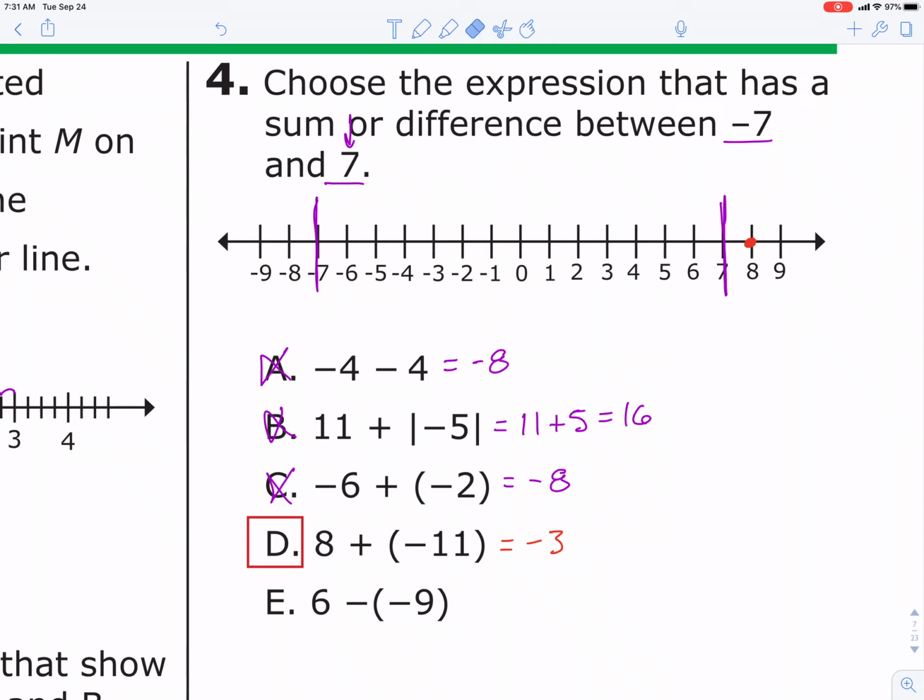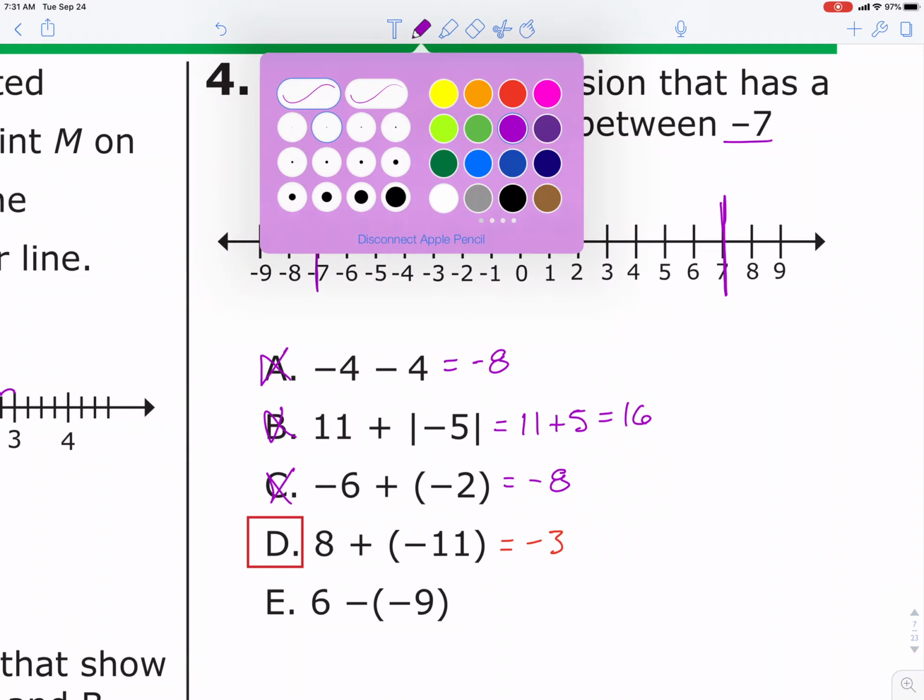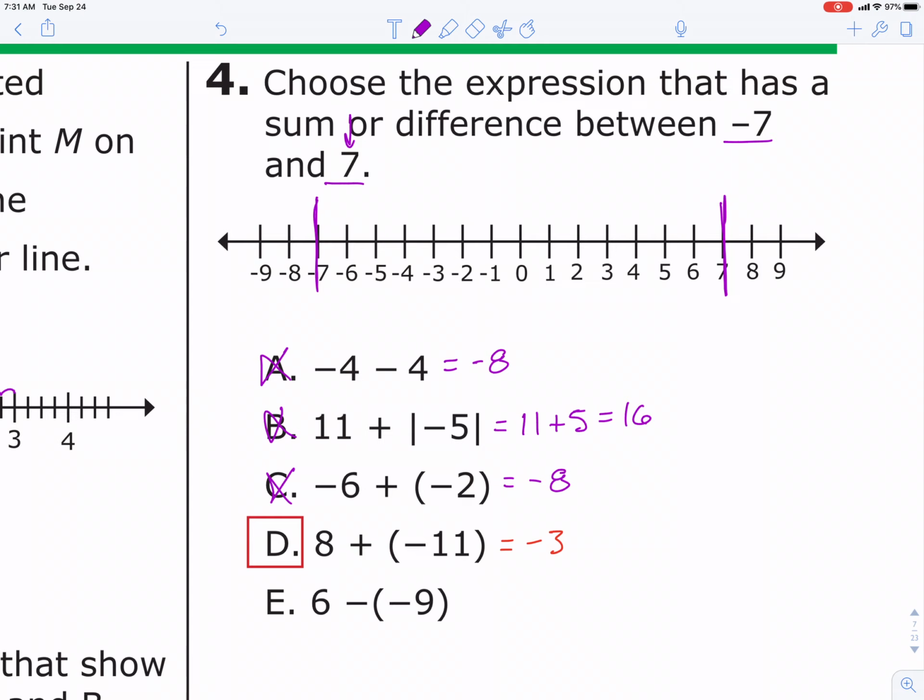Let's erase some of this. Okay. E, we've got to check all of them because it could be more than one. Although it does say choose the expression, you got to check them all just in case there's two answers. So again, 6 minus negative 9, if you're taking away bad, that becomes a positive. 6 plus 9, that's 15. And again, that's way out here, so it does not work.